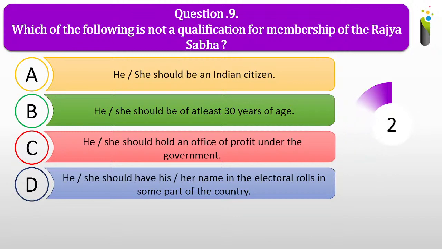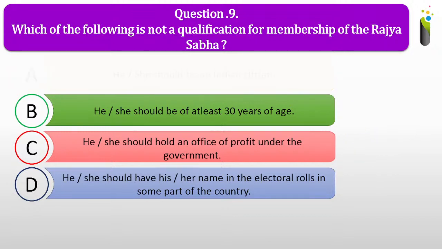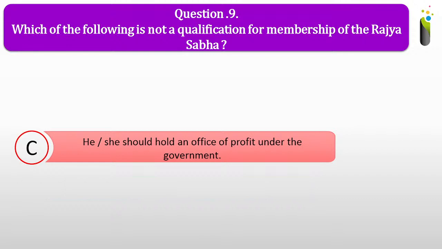So, which is not a qualification for membership of the Rajya Sabha. So, the correct answer for this question is C. He or she should hold an office of profit under the government is not a qualification for the membership of the Rajya Sabha.